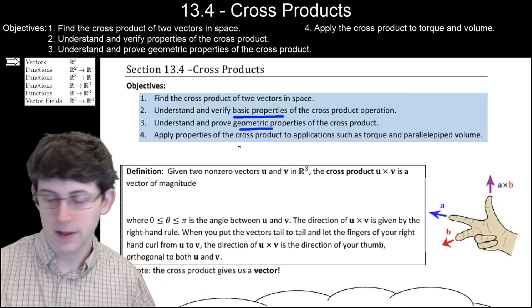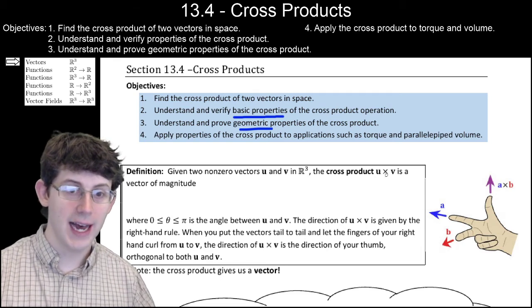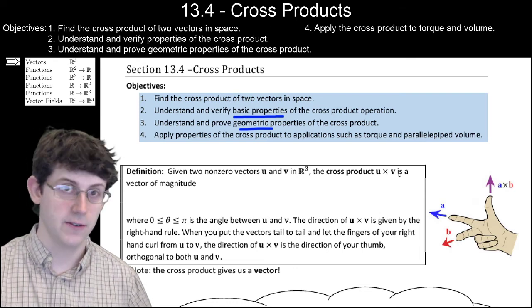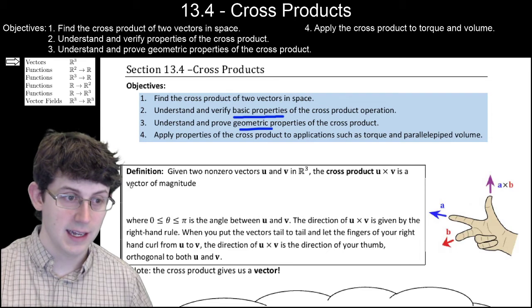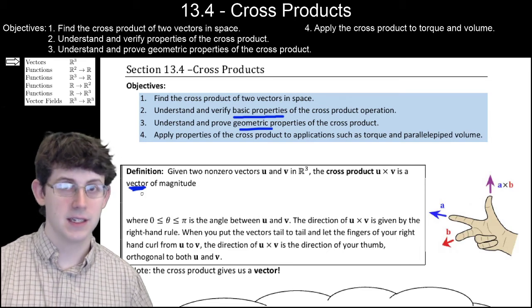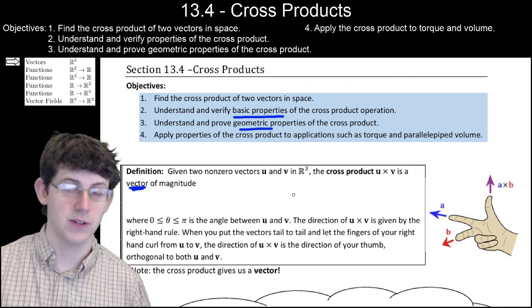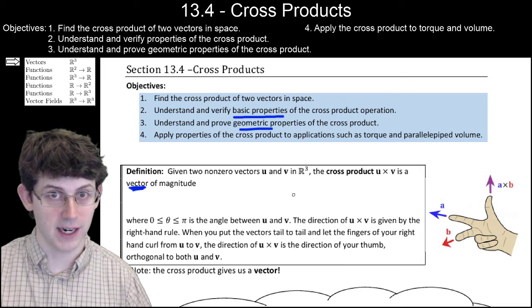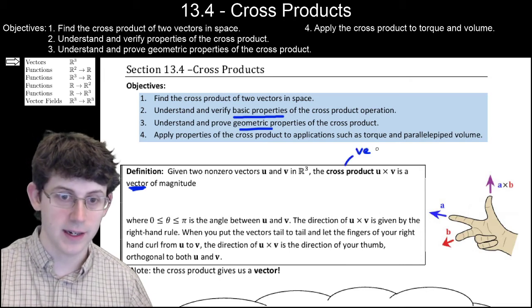So let's jump right in. What is the cross product? Instead of writing u dot v, which is our notation for the dot product, we write u cross v for the cross product. The cross product of two vectors is a vector. So this is the main thing that is different from the dot product. When you take the dot product of two vectors, you get a scalar. When you take the cross product of two vectors, you get a vector. So this is also sometimes referred to as the vector product.